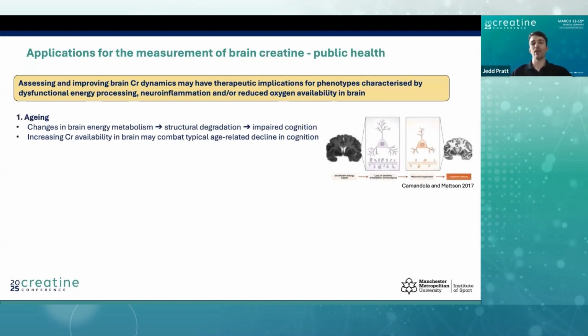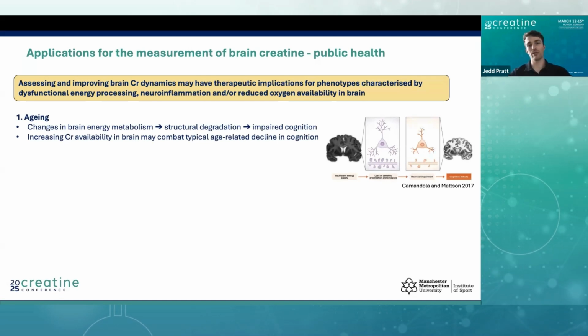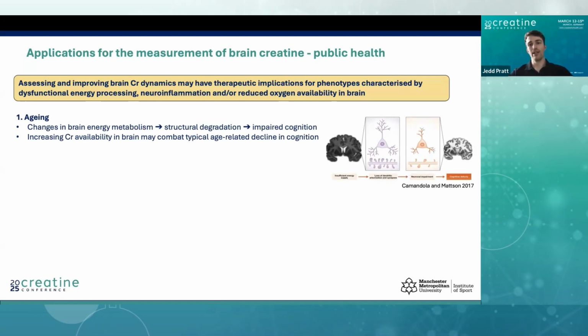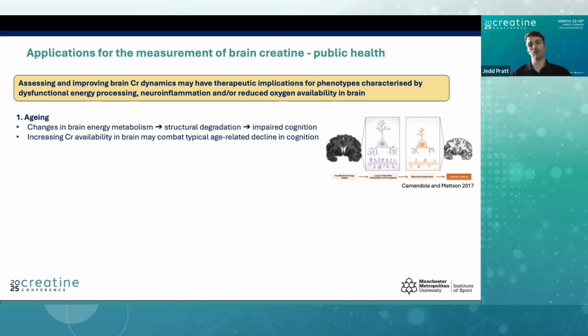Aging is perhaps one of the biggest areas in which creatine supplementation has been proposed to benefit our brain health. It's well established that changes in our brain energy metabolism often lead to structural degradation in our brain tissue, and this will then manifest as impaired cognition. So if we can potentially increase our creatine stores, we might be able to help combat or ameliorate some of this typical age-related decline in cognition.